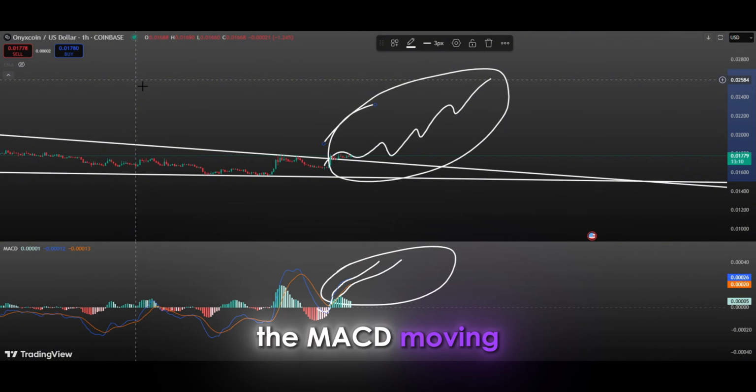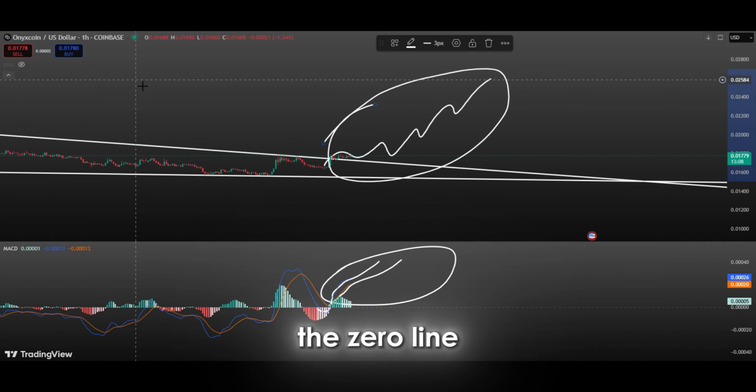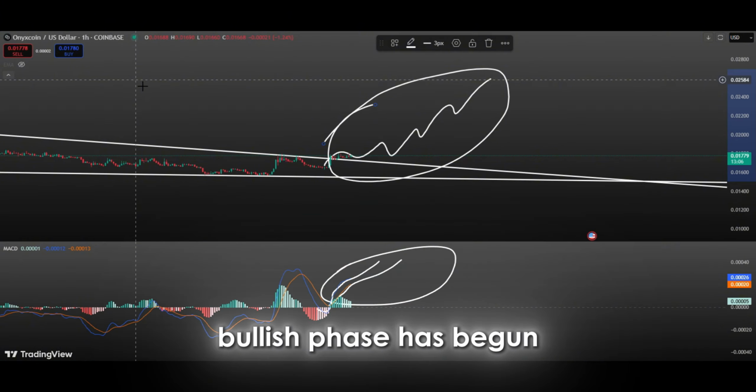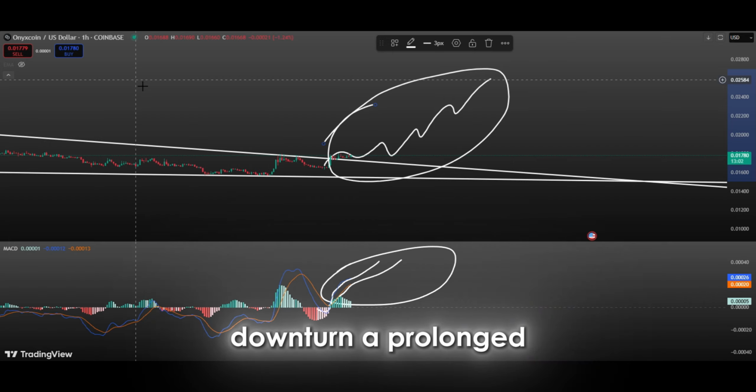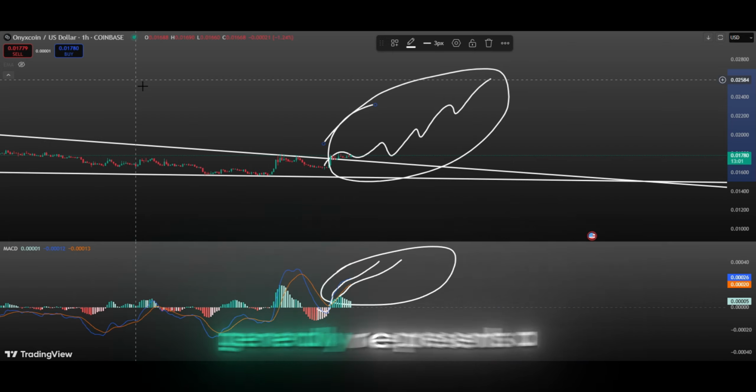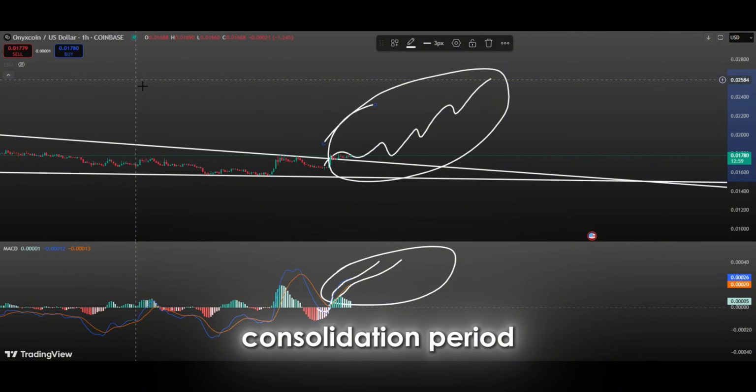Additionally, the MACD moving upward from below the zero line is a classic signal that the bottom levels are behind us and a new bullish phase has begun. Such signals are especially valuable for markets emerging from a downturn. A prolonged horizontal movement below the zero line generally represents a consolidation period. The MACD indicator should remain on our watch list.